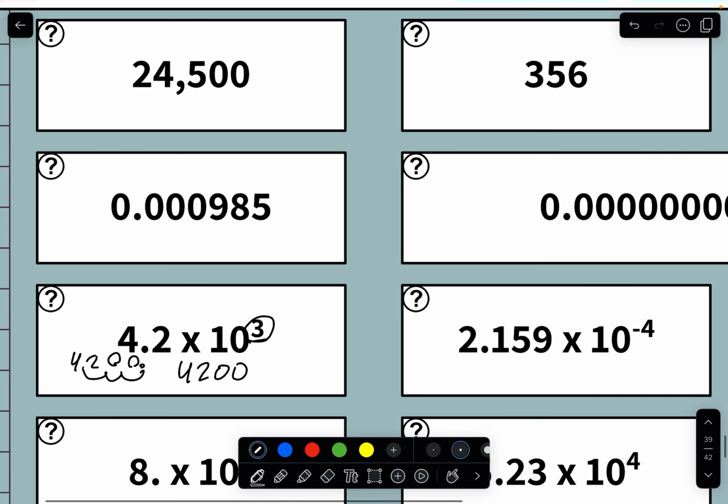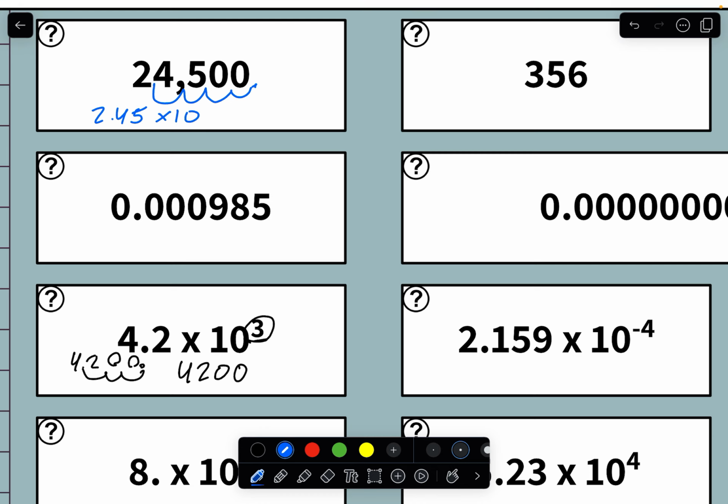So let's do a couple of these. For this first one up here, 24,500. Changing this to scientific notation. Remember, if there's no decimal point shown, it's at the very end. We're going to move it so there's one non-zero number. Oh, sorry, I messed myself up there because of the comma. 1, 2, 3, 4. Okay, so we're going to write our numbers without the 0, 2.45. And then the times 10, we moved it 4 times, so it's a power of 4.